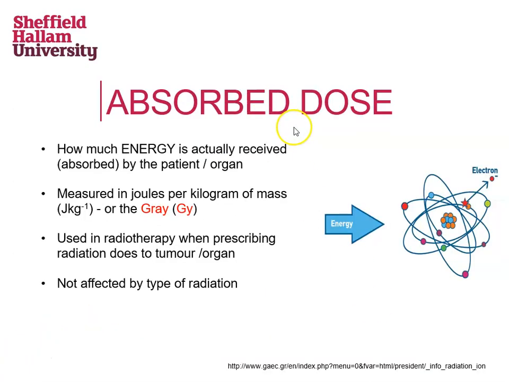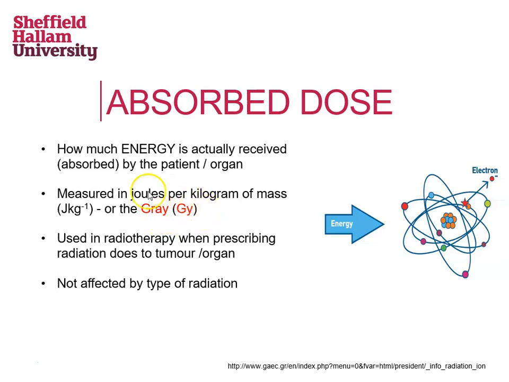So the first one is the absorbed dose, just a little bit more detail on that. This is how much energy is actually received by the patient. So we measure this in joules per kilogram of tissue, and we know how well X-rays are absorbed by tissues depending on what their energy is, and we can convert that into joules per kilogram. So if we know what proportion of those X-rays are absorbed by the body, we can make those sorts of calculations, and the unit that we actually end up with is the unit of absorbed dose, which is the gray.